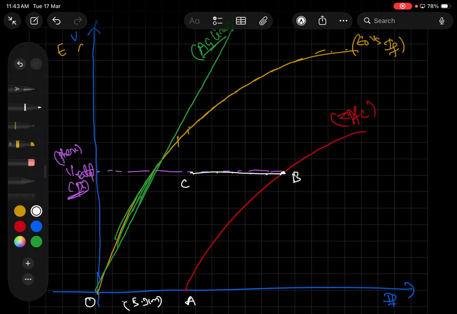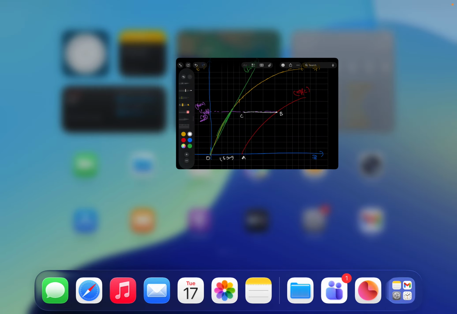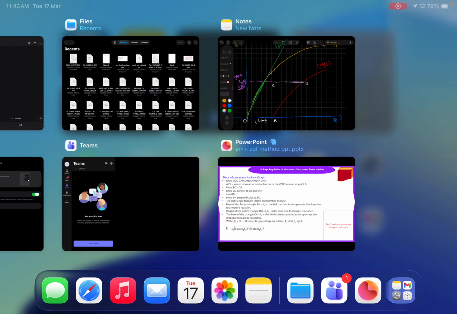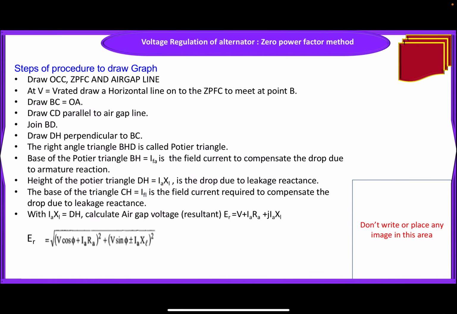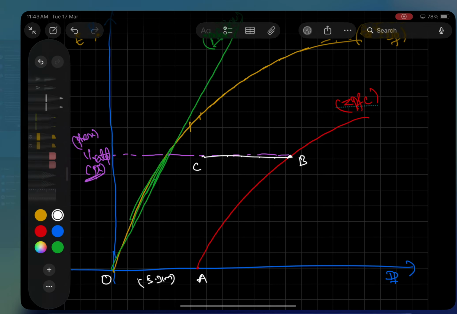So this length BC is equal to OA. Let's try to go with our original practice. No, not an issue.